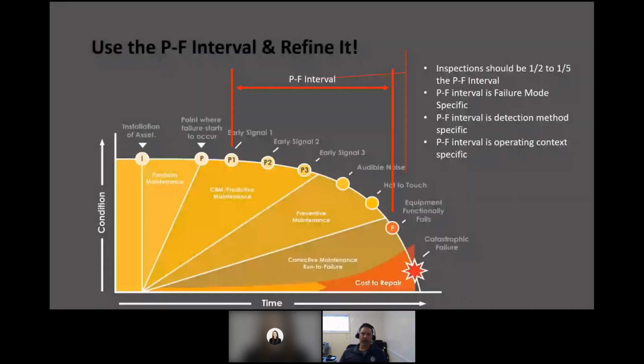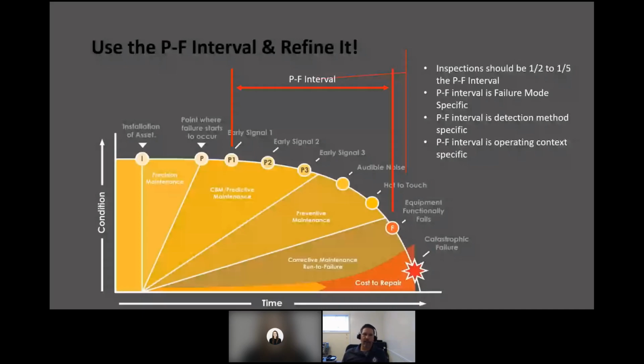So a couple things I want to highlight with the PF interval. The PF interval is the time from when we can detect a potential failure to when the equipment functionally fails. That is specific to a unique failure mode. So keep that in mind. It's not at a system level like a pump. It is a bearing, an impeller, a seal, and so on, and more specifically, the problems that we're seeing on those.